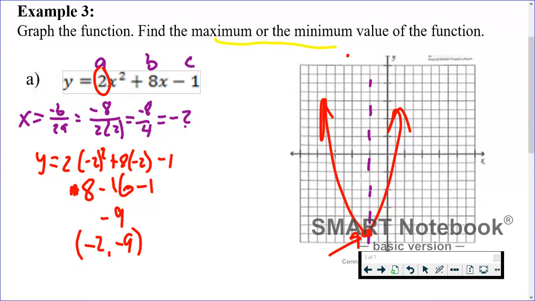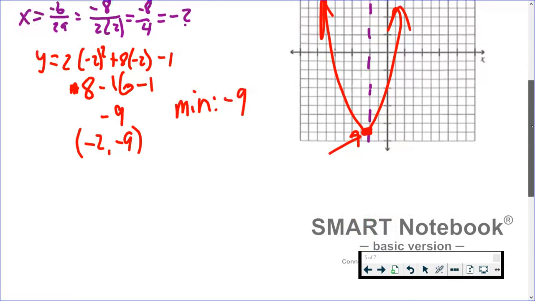If it was an a value that was negative and it was opening down, then the vertex is the top, so it would be a maximum. But in this case, the minimum value is negative 9. It's the y-coordinate of the vertex. You could say that it's a minimum value of negative 9 at an x value of negative 2. Okay. And again, if you want to do the rest of the steps to graph, it's just the same as what we've already done.